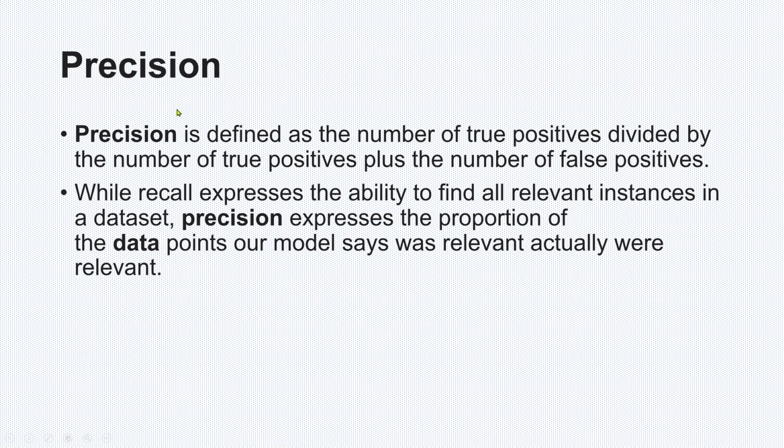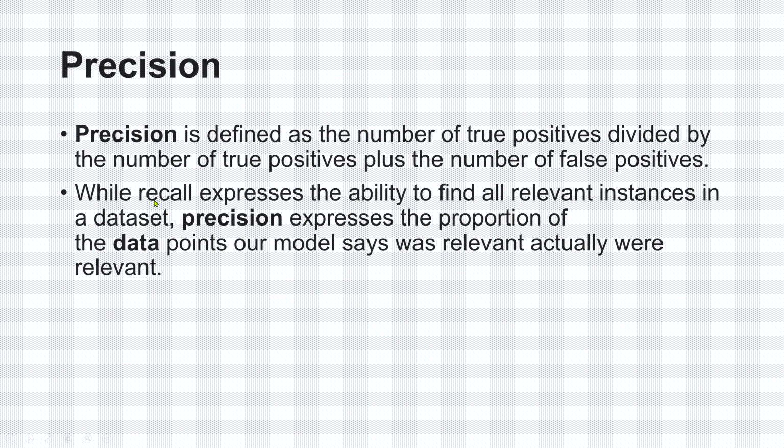So next is the precision. Precision is defined as the number of true positives divided by the number of true positives plus the number of false positives. From the confusion matrix, we can see the values for true positive, false positive, true negative, false negative, etc. That's why we said again, from the confusion matrix, we can find the precision.